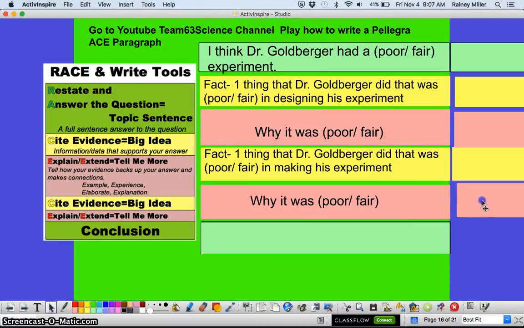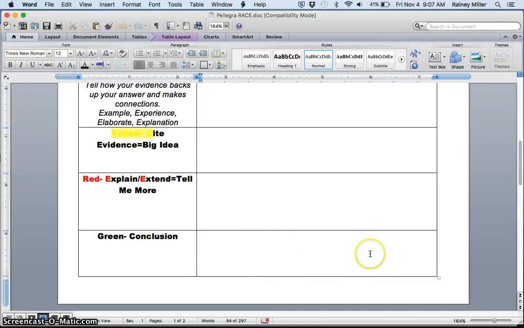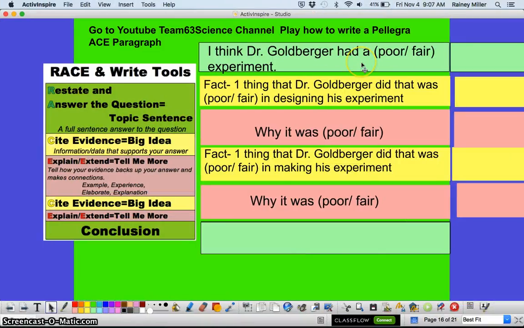Okay? Then lastly, on the very last one, this is a green conclusion. You're basically saying the same thing as you said up here, only saying it in a different way. So it's kind of like your wrap-up. It's your concluding sentence. So you tell me if it was a good experiment. You tell me one thing that you did right or wrong. You explain why it was right or wrong. You tell me a second thing you did right or wrong. And then you explain why it's right or wrong. And then you tell me if you did a good job. That's all there is to it.